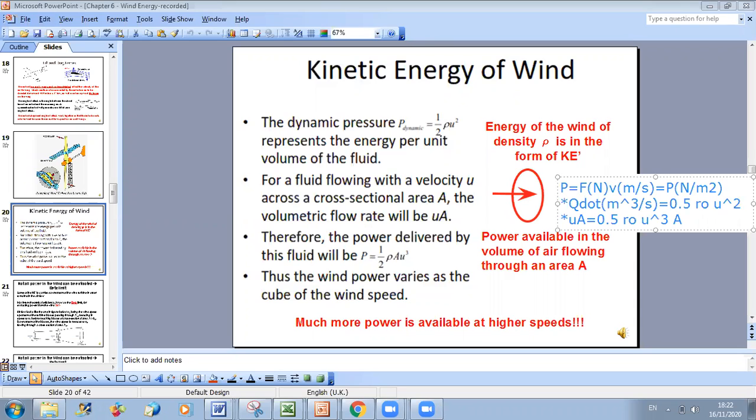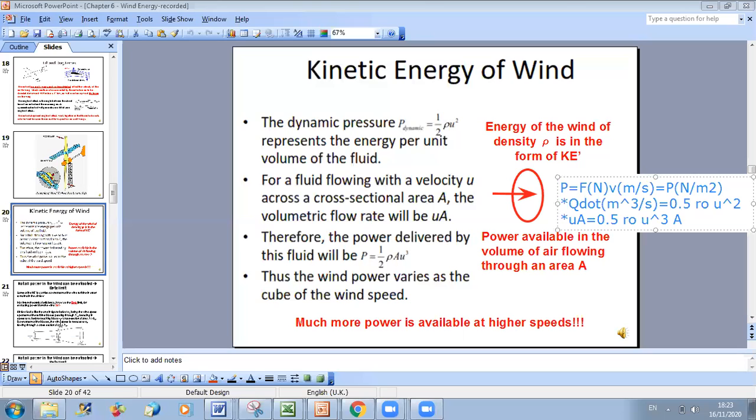times the cross-sectional area. So you can see here that the higher the velocity, the higher the power, and the velocity has a big impact because it's to the power cube. So much more power is available at higher speeds. Of course, if we have a zone with high wind speeds, it will be more efficient to put wind turbines. So to select a land for wind turbines, we try to have a location where the velocity of winds is very high.